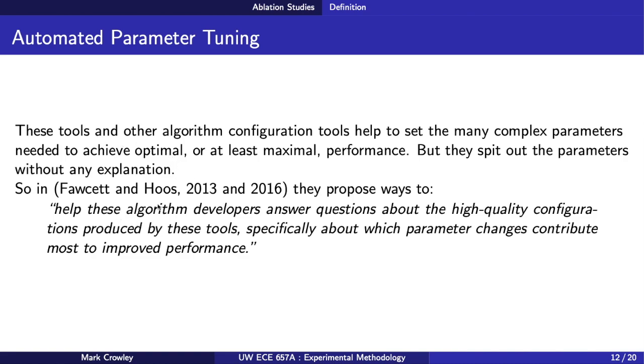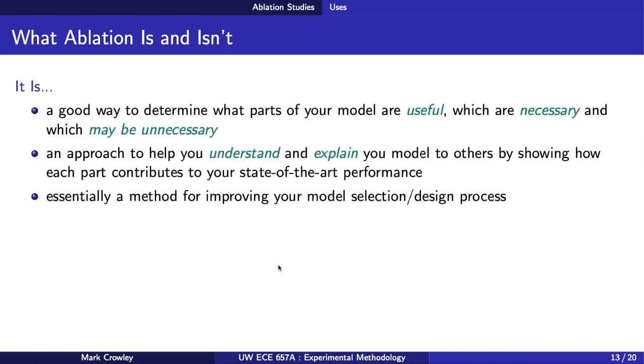And for the people who make these kinds of tools, that is, Holger Hoos and the people who have talked about ablations here, they make these kinds of meta algorithms through parameter tuning. They also do ablation studies because you're trying to figure out which part of your algorithm is the most important, what it is and isn't. Ablation studies are a good way to figure out what parts of your model are useful, which ones are necessary, and which ones might be unnecessary. Right? You can get rid of some of them.